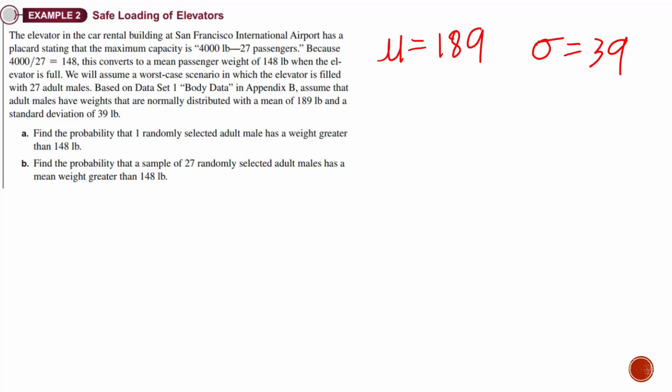Accurately here, it says find the probability. And this is what I was talking about earlier. You have to think about what you are doing. We want to find the probability that a randomly selected adult male, this is part A, has a weight greater than 148 pounds. My question here is, are we talking about an individual or are we talking about the mean of a sample?